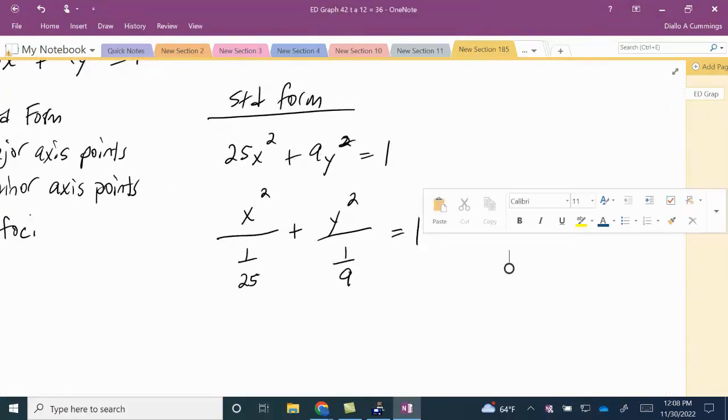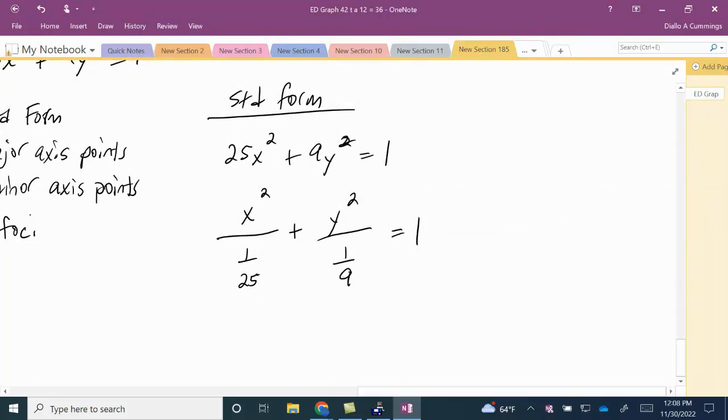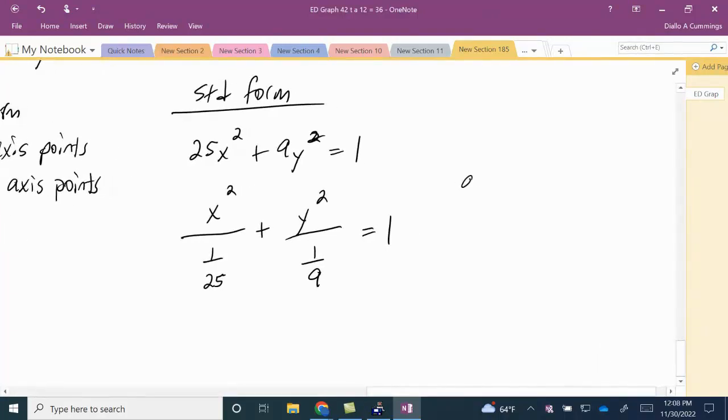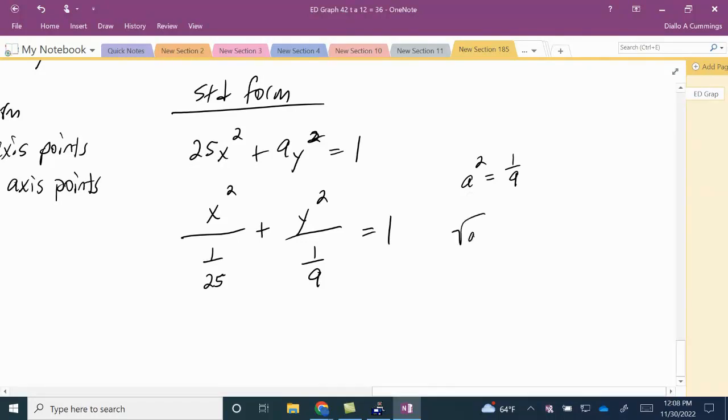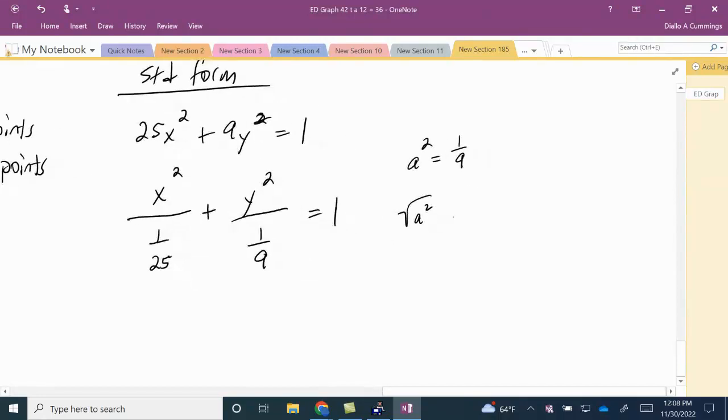The next thing I'm going to do is pull out a squared and b squared. Notice that 1/9 is actually larger than 1/25. So a squared is equal to 1/9. I'm going to take the square root of both sides, so I'm actually going to write this out. I'm going to take the square root of a squared and the square root of 1/9. For the square root of a squared, the square root and the square cancel, and I'm left with a.